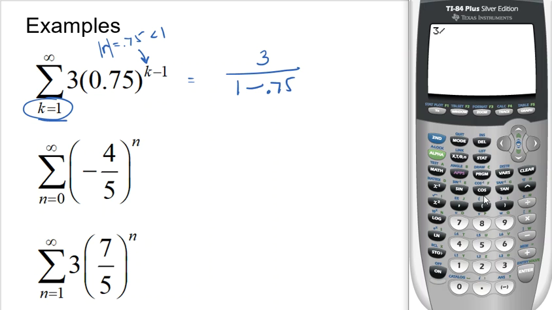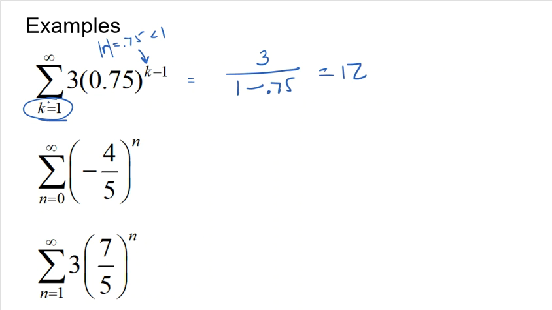3 divided by... Now, you could do the denominator in your head, or if you do want to type it in exactly as you see it, please, I'm begging you, you have to use parentheses. But again, you could do that in your head. 1 minus 0.75 is 0.25. So you could do 3 divided by 0.25 as well, and you would get the same answer, 12.